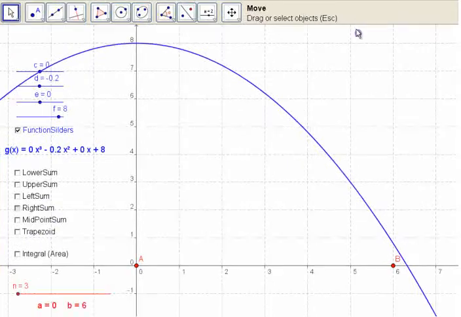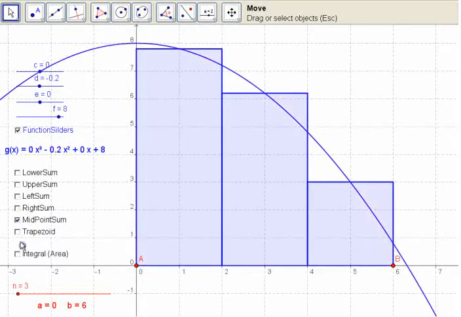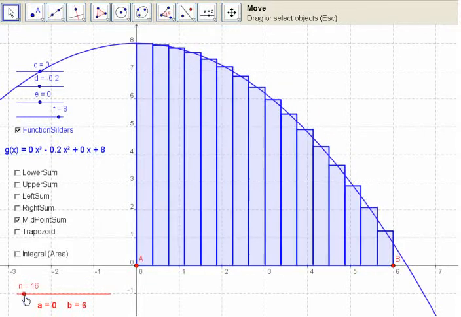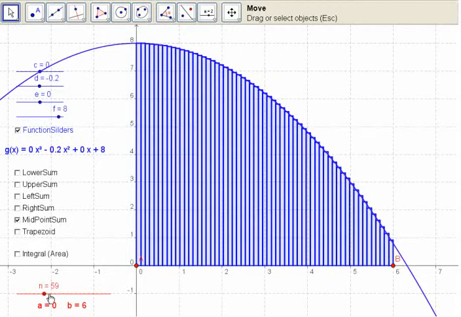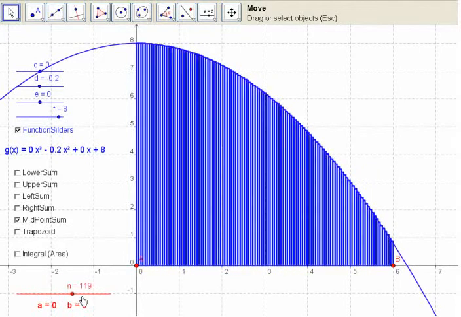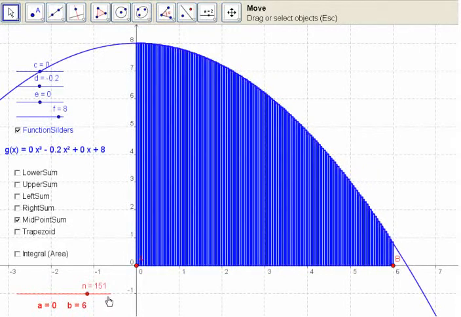Okay, so you notice this down here. This is the number of subintervals. So let's start with the midpoint sum here. I don't actually have it displaying what that sum is, but that's okay. If I increase the number of subintervals, what's going to happen with how well this approximates the area? It's going to get more and more accurate, right? And beyond. Like you can't even tell anymore, right?